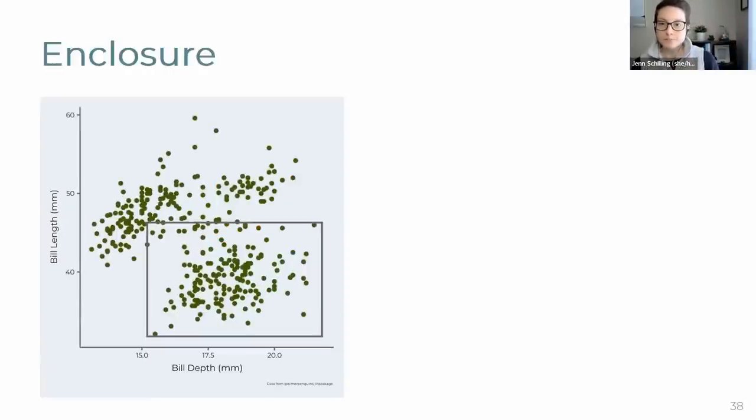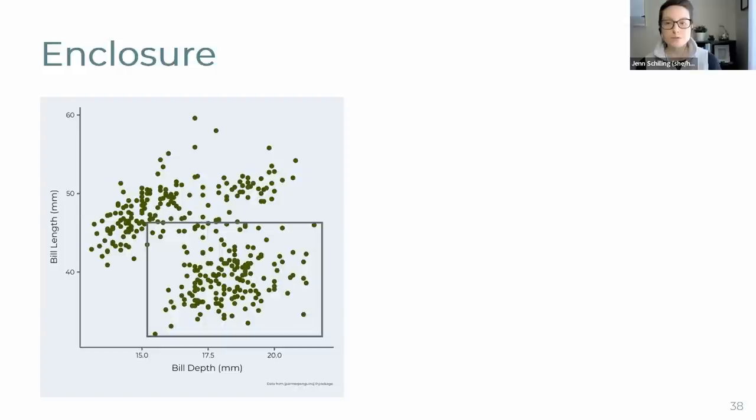Enclosure we saw as a preattentive attribute as a way to draw attention, but it also is a Gestalt principle because elements that are physically enclosed together are thought of as belonging to a group. So in this case, I have drawn a box around part of the points in the scatter plot, and we will associate everything within that box as a group and everything outside of that box as another group.